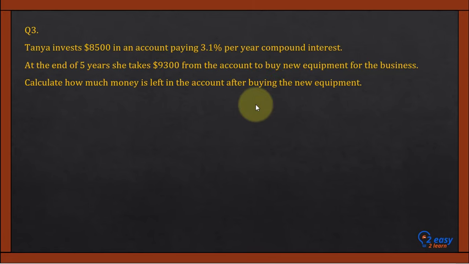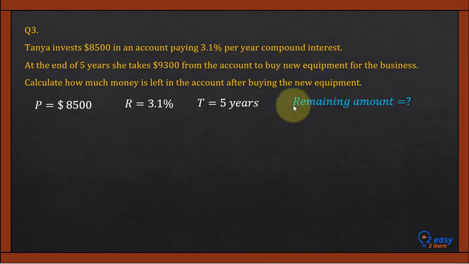It means we have to first calculate the total amount at the end of 5 years. So let's extract the given information. P, the actual investment, is $8,500. Interest rate is 3.1% annually, and it is compound interest. Time is 5 years, and the remaining amount we have to calculate.